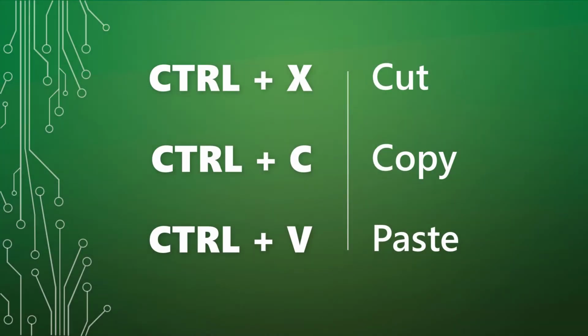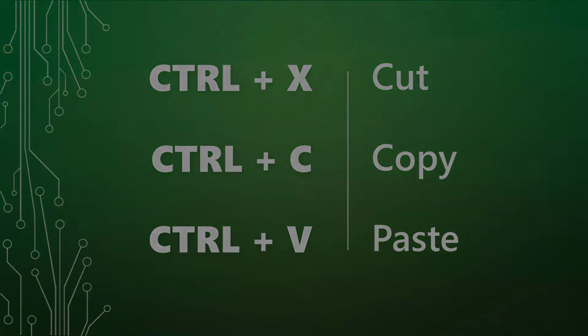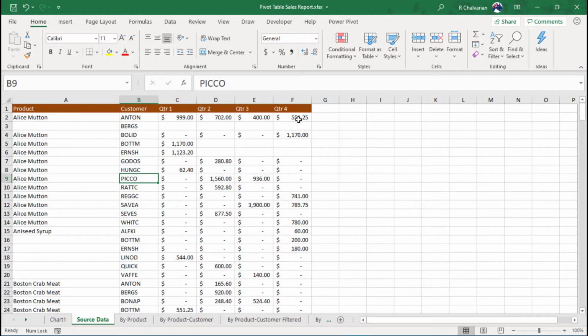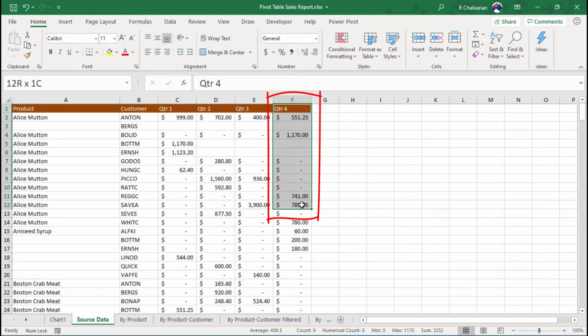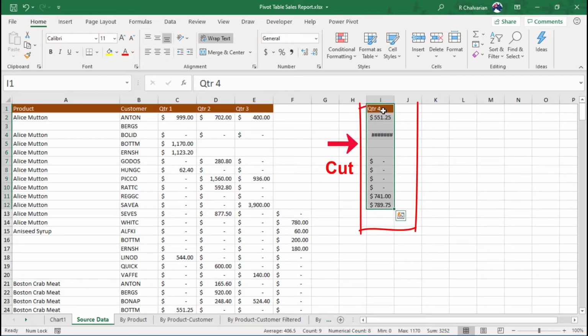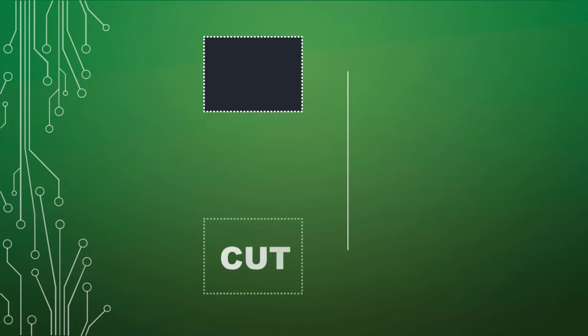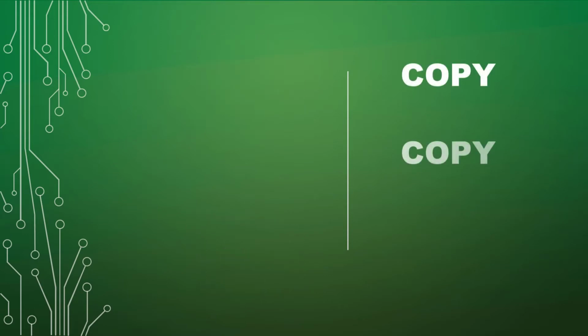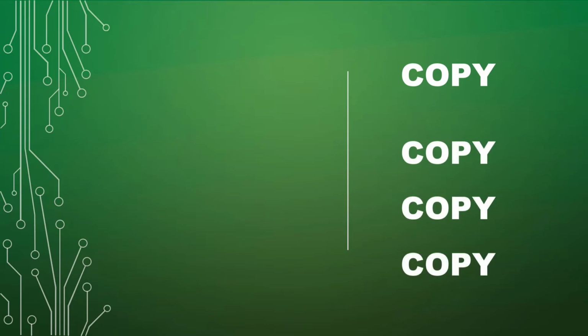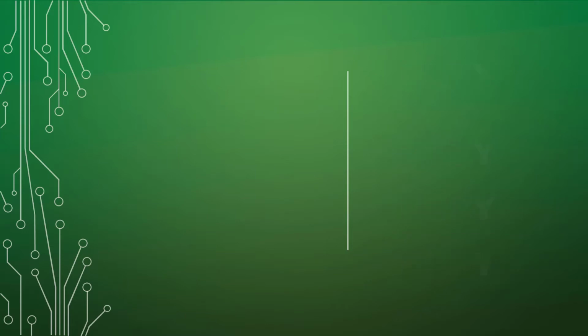X is to cut any data because you're going to paste it somewhere. C is to copy data because you're going to paste it somewhere. Sometimes people ask me, what's the difference between cut and copy? Imagine you have a magazine in front of you and you want to cut a picture or an article and paste it in a scrapbook. Copy is when you make a Xerox copy of the picture or the article because maybe you don't want to ruin the magazine.